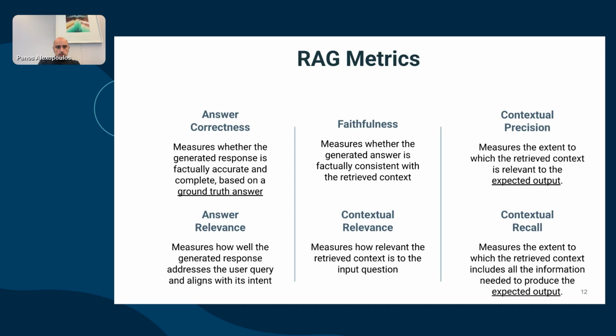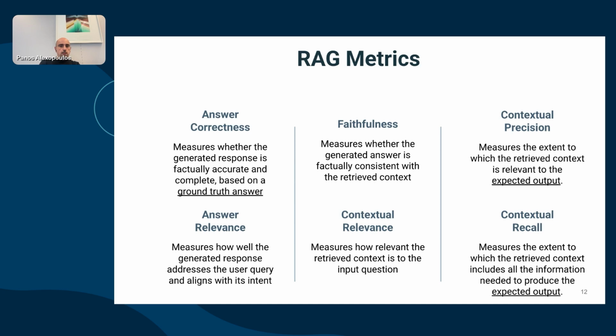A second metric that is quite helpful is answer relevance. This one measures how well the generated response addresses the user query and aligns with its intent. This is similar to correctness, but the main difference is that we don't have a ground truth answer. So the only thing that this tells us is whether the answer that we get answers the question, but not whether it's actually correct, or whether it's actually the answer that we are looking for. A third metric is faithfulness. Faithfulness measures the extent to which the generated answer is factually consistent, not with the question, but with the retrieved context, right?